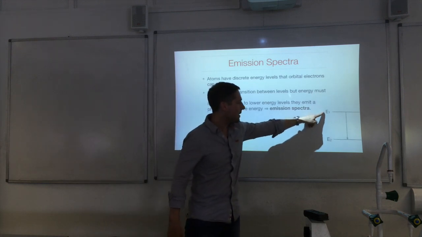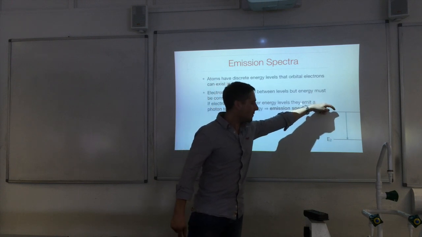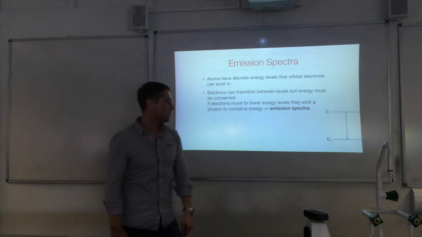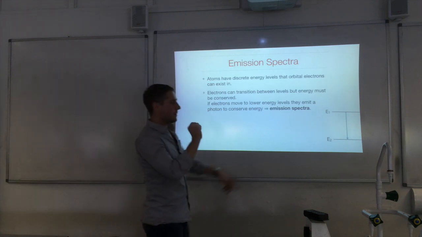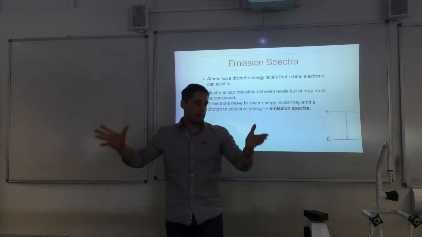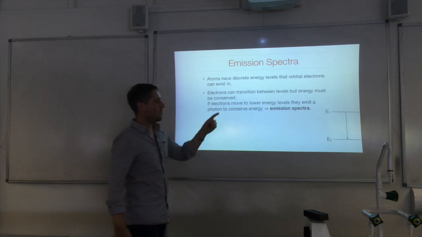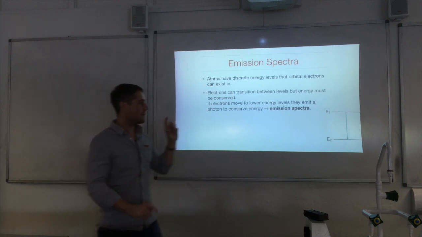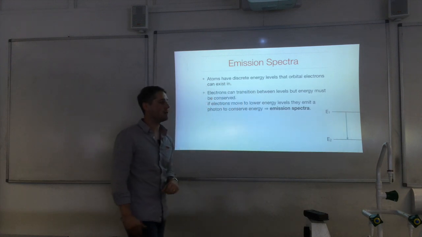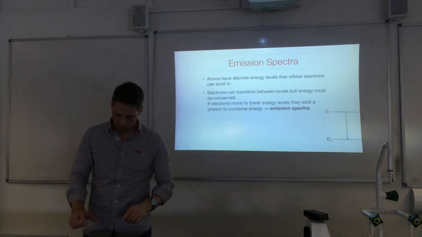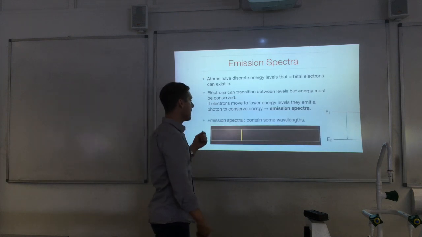So I'll show that here. E1 is a higher energy level than E2. If the electron drops an energy level, then the electron has lost energy. Where did that energy go? It was emitted as a photon. So that photon was produced, and the photon energy corresponds exactly to the difference in energies of those two levels. So that's how it was produced, and that's why it's called an emission spectrum, because it emitted a photon.